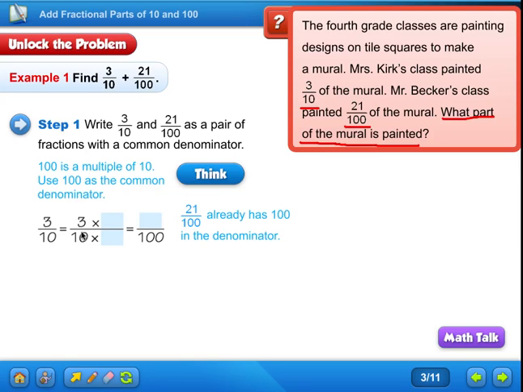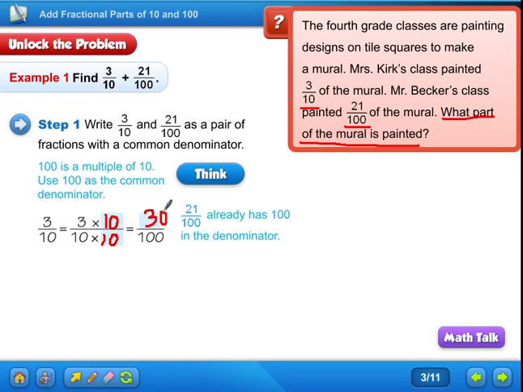So 3/10. What can we multiply by to get 100? 10 times what equals 100? 10 times 10. Well, whatever you do to the bottom, you have to do to the top. So 10 times 10 and 3 times 10. 10 times 10 equals 100. 3 times 10 equals 30. All right. Step 1, we're done.